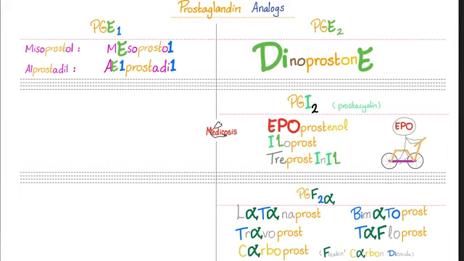Let's talk about prostaglandin analogs. Prostaglandin E1 analogs include misoprostol and alprostadil. If you want mnemonics, write misoprostol like this. So this is an E1 analog, and alprostadil like this, also an E1 analog. Prostaglandin E2 analog is dinoprostone: di, 2, and E, so E2 analog.